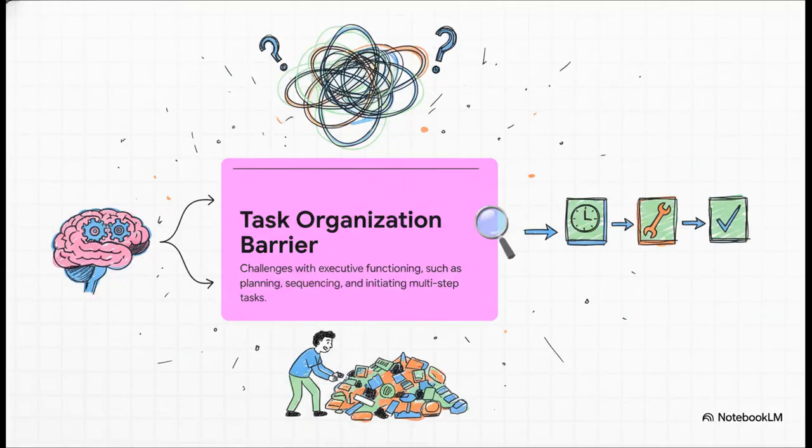Then we have suspect number 2, task organization. This is all about executive functioning. You can think of it like the brain's project manager. It's the skill that lets you see a big, complicated task and break it down into a logical sequence. First I do this, then I do that. If that skill is a bit of a challenge for you, you're just going to freeze up. You won't know where to start, or you'll end up doing things in the wrong order.